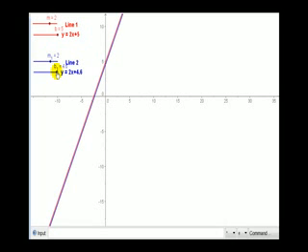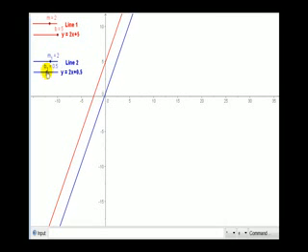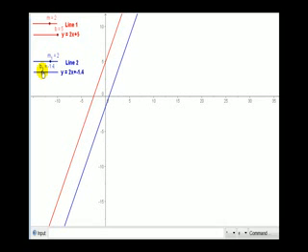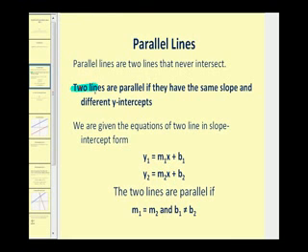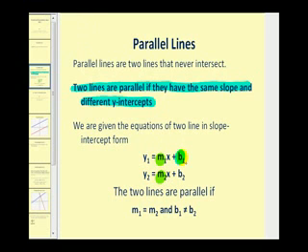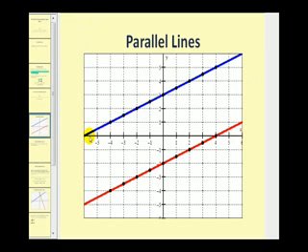So this leads us to the conditions that must be met in order to have parallel lines. The slopes must equal each other, but the y-intercepts must be different. So again, two lines are parallel if they have the same slope and different y-intercepts. Another way to indicate this, if the lines are in slope-intercept form, is that m1, the slope of line 1, must equal the slope of line 2, but the two y-intercepts, b sub 1 and b sub 2, must be different.